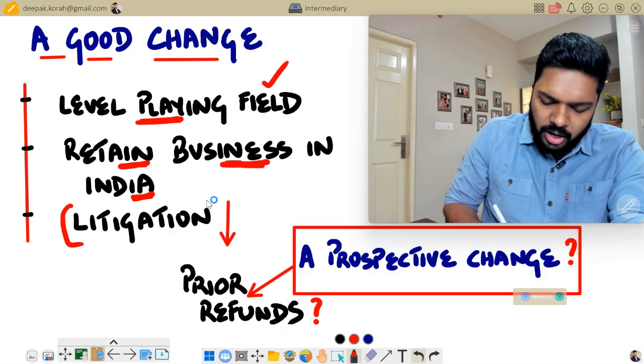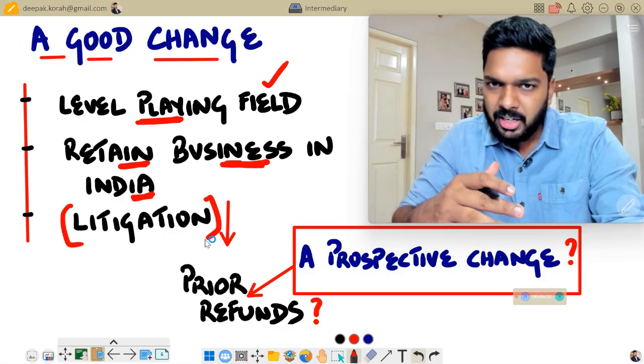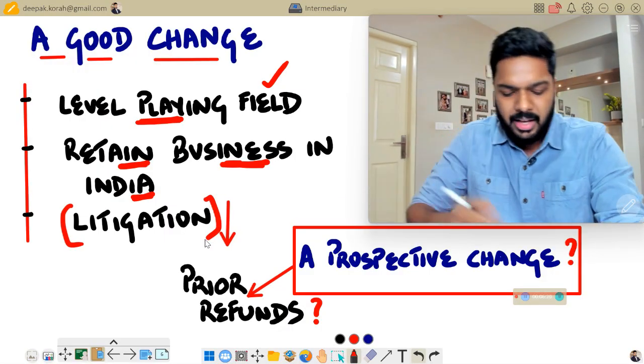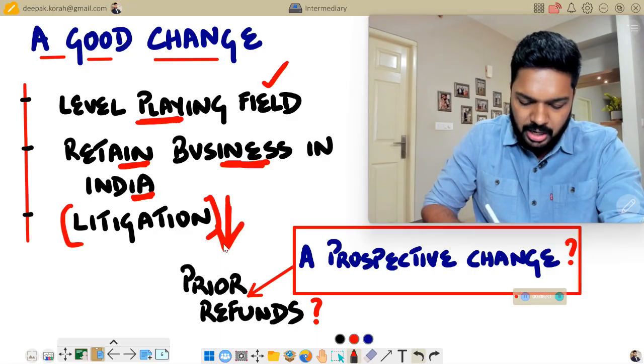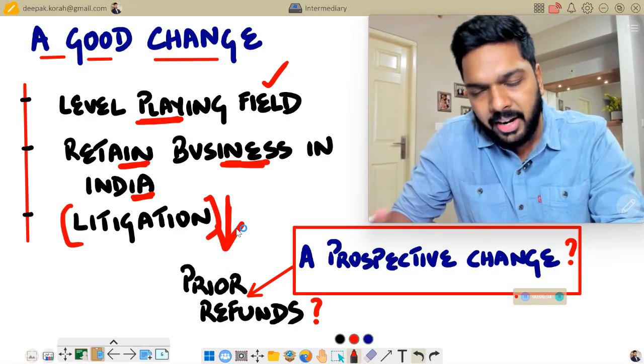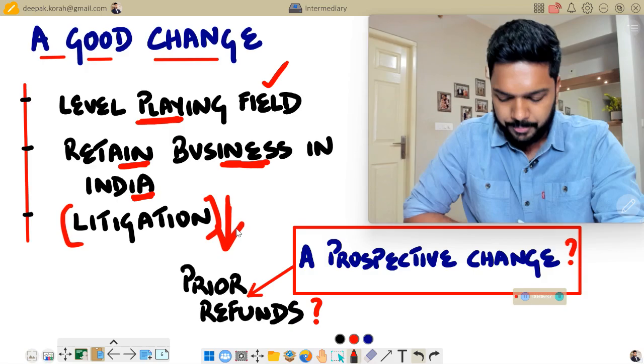And like I said before, a lot of litigation was there prior to this particular proposed amendment, and now it is expected that all the litigation is to come down, less number of cases to be filed, less number of petitions to be filed, and all that.